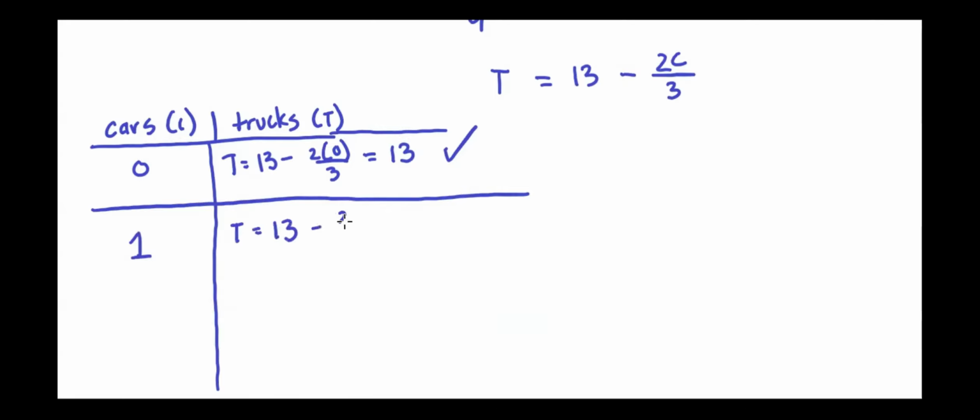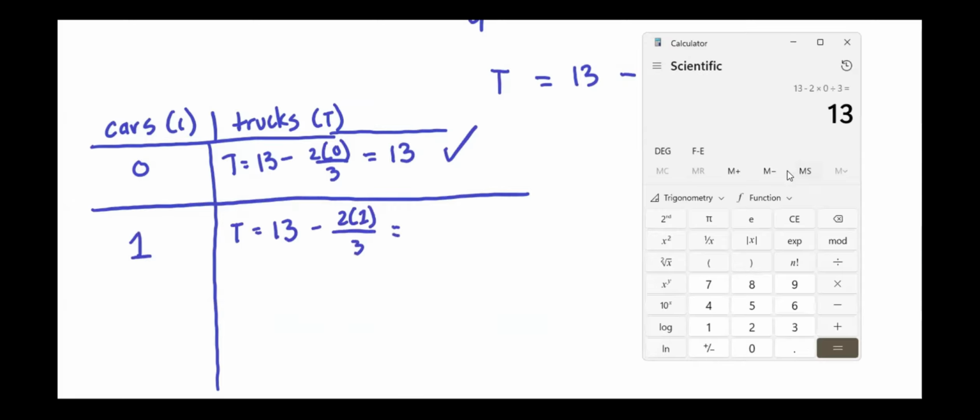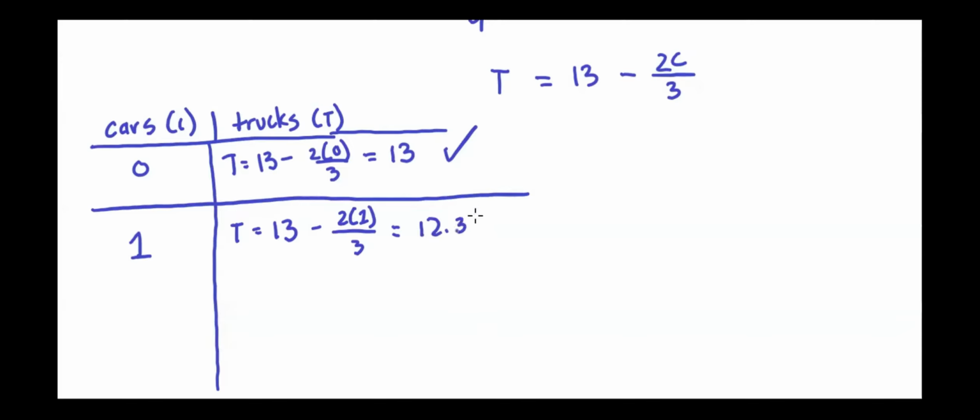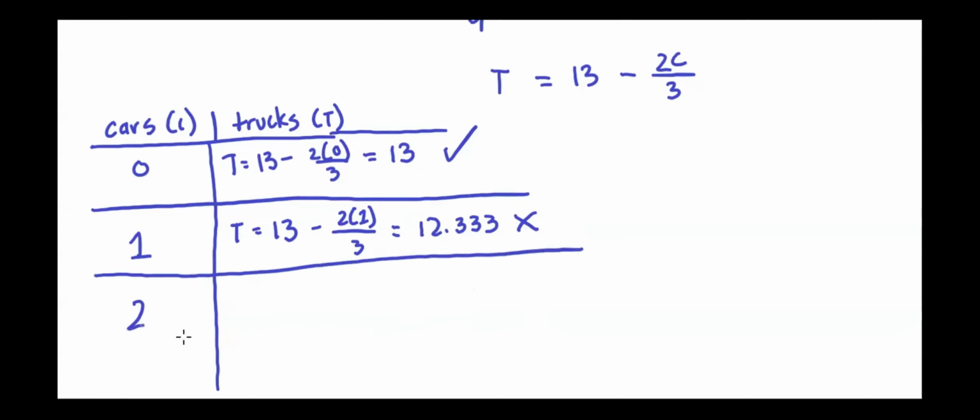So 13 minus 2 times 1 over 3. What will that get me? 13 minus 2 times 1 divided by 3. Oh, okay, I get a decimal. I get 12.3 repeating. 0.3 repeating is 1/3, and you are not going to see 1/3 of a truck driving along the road. One car is not a possibility because we'd have to have a fractional amount of trucks. So that is not one of the possible solutions. Let's move on though. Let's try 2 cars.